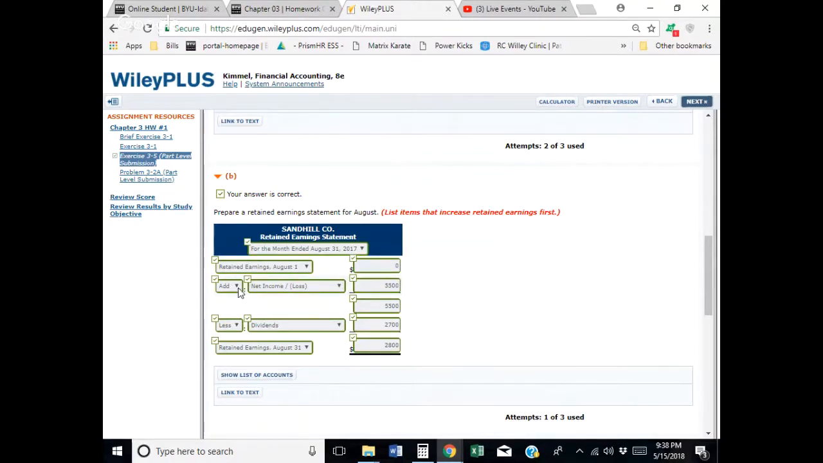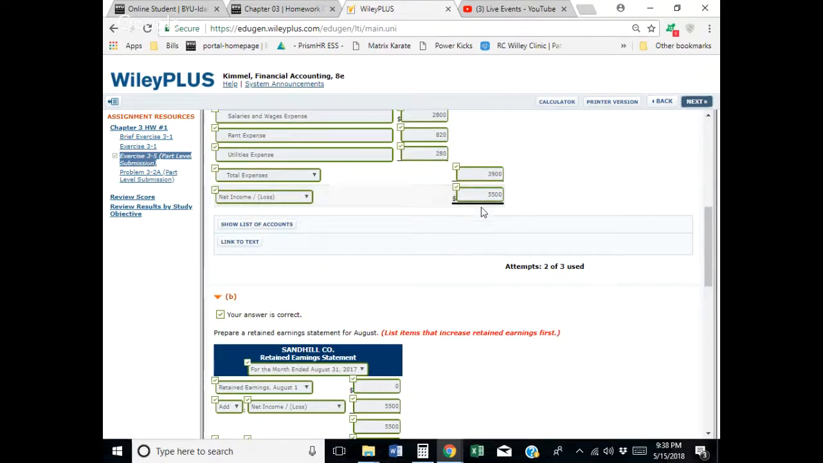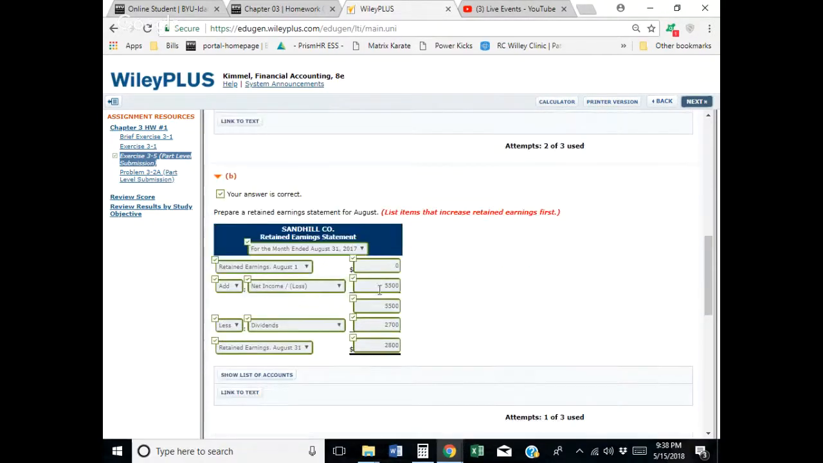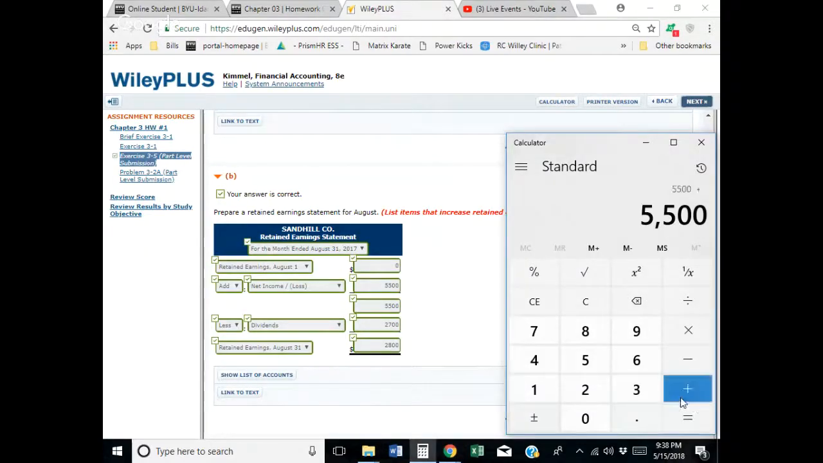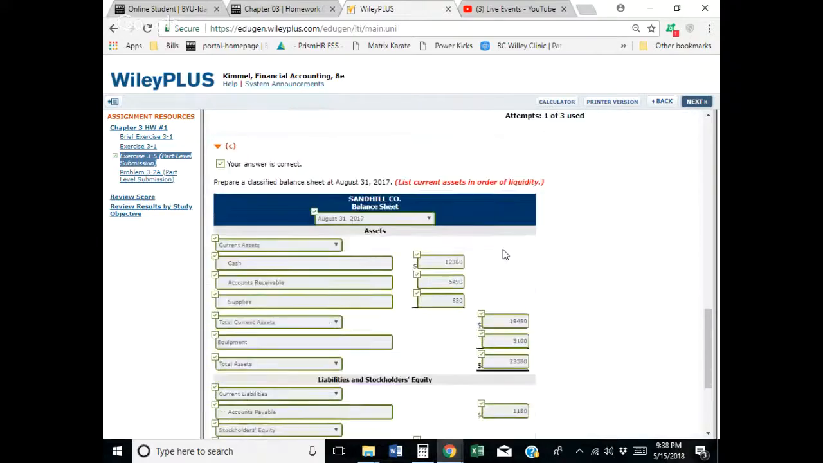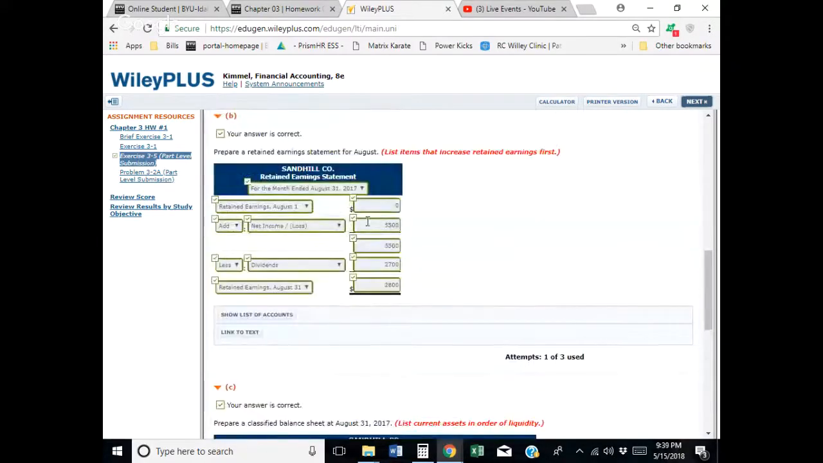So you bring up the drop down menu for add and less. You add net income, and net income was $5,500. So you have 5,500 right here. Just to be thorough, 5,500 plus 0 equals 5,500. Now you already knew that, but it's to be thorough. So bring down 5,500 to the next line.